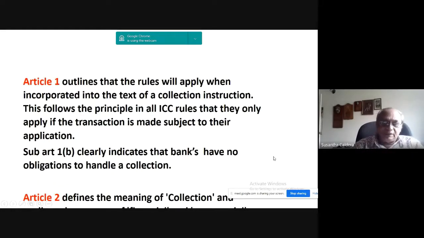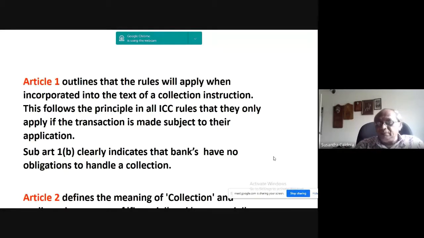In URC 522, Article 1 outlines that the rules will apply when incorporated into the text of a collection instruction. Take this well into your head. This is how questions usually come correctly. Article 1 outlines that the rules will apply when incorporated into the text of a collection instruction.